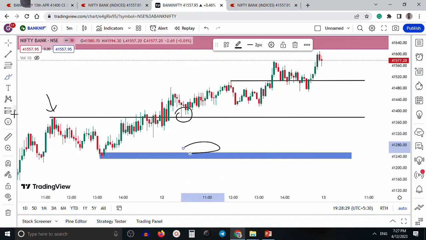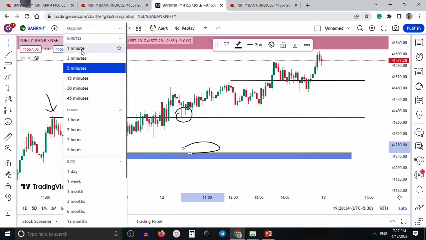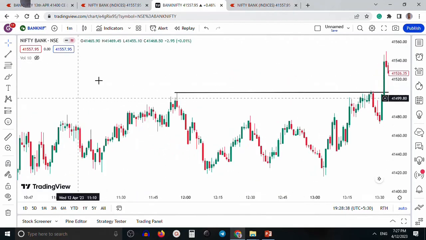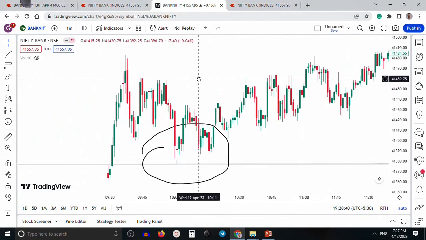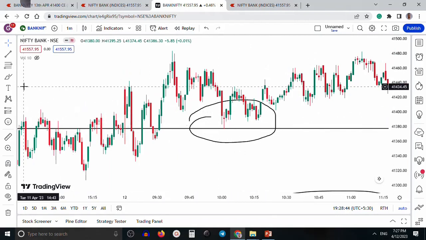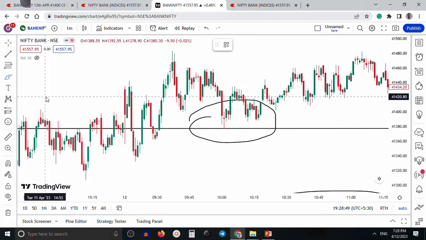Let me show you where exactly our entry point was today. So let me jump to the 1-minute chart. Okay, perfect. Now I can see that was our session breakout. So let's see how price is approaching. Where was our entry point?